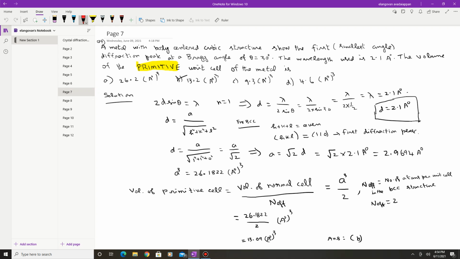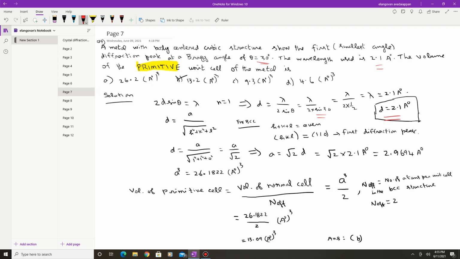d is equal to λ by 2 sin θ. θ is given as 30 degrees and λ is given as 2.1 angstrom. So if you substitute, we can find d. The interplanar spacing is calculated as d equal to 2.1 angstrom. Now d is related to the lattice constant as d equals a by square root of h² plus k² plus l².